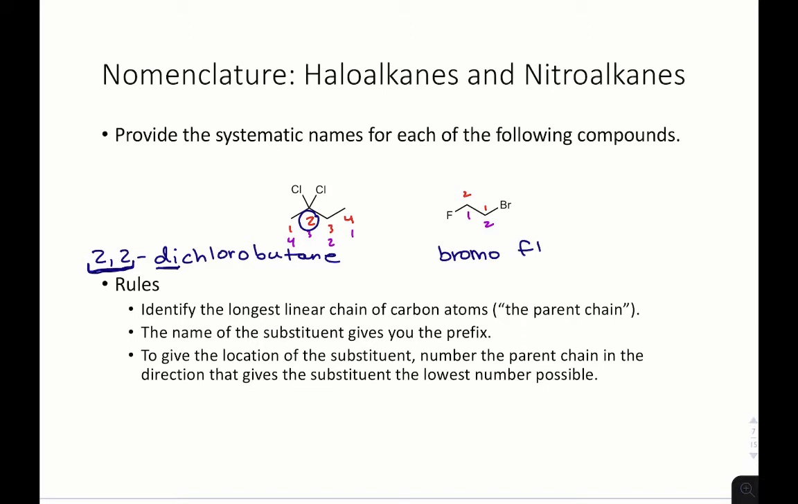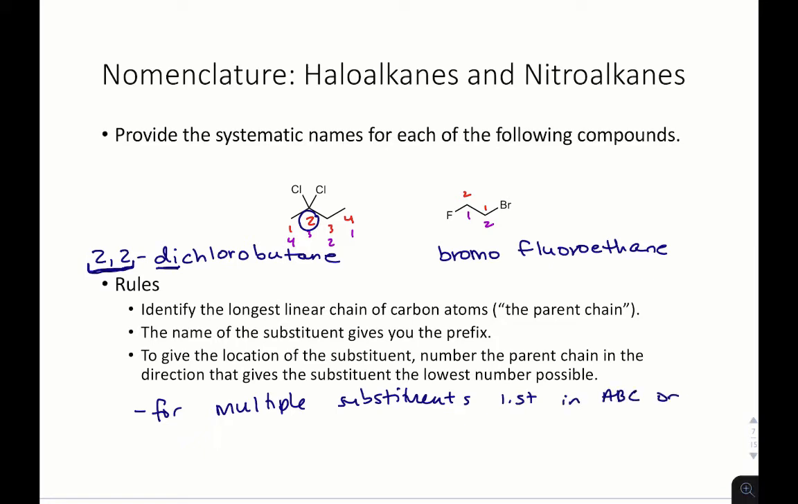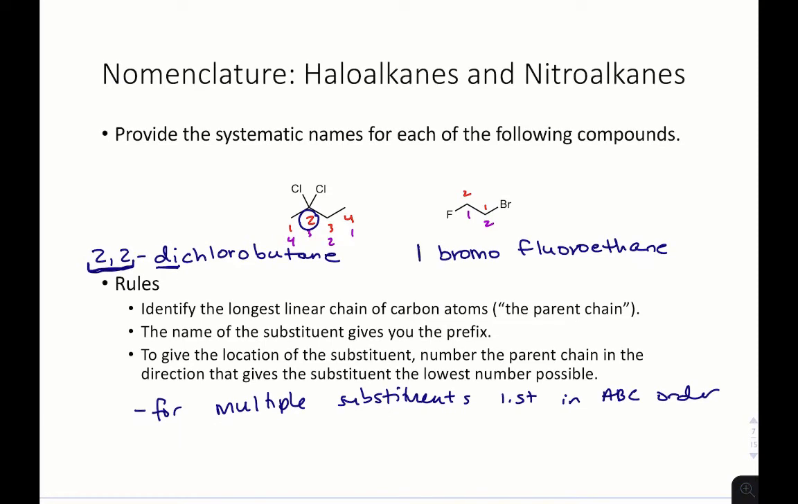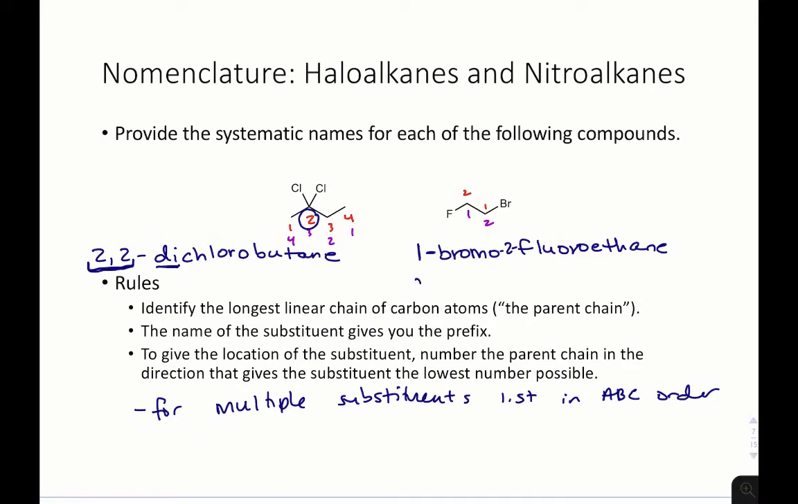So this is going to be a bromo, fluoro, ethane. Okay? So when we have multiple substituents, you're going to list them in alphabetical order. Let's add that. And then now the question becomes, what number do you give each substituent? Because no matter which way we number the chain, we're going to have 1, 2, right? It's either 1 bromo, 2 fluoro, or 2 bromo, 1 fluoro. You want the lowest number first in this case, so you would do 1 bromo, 2 fluoro.